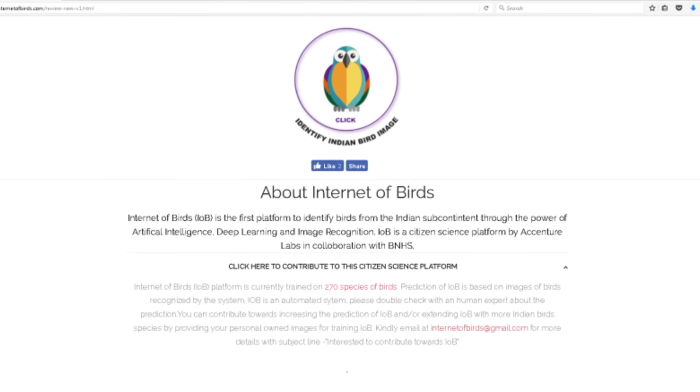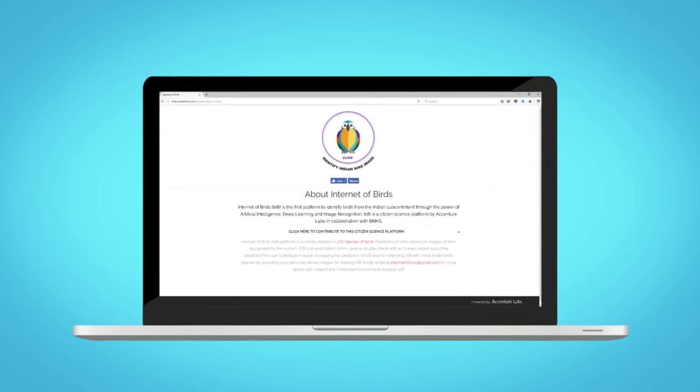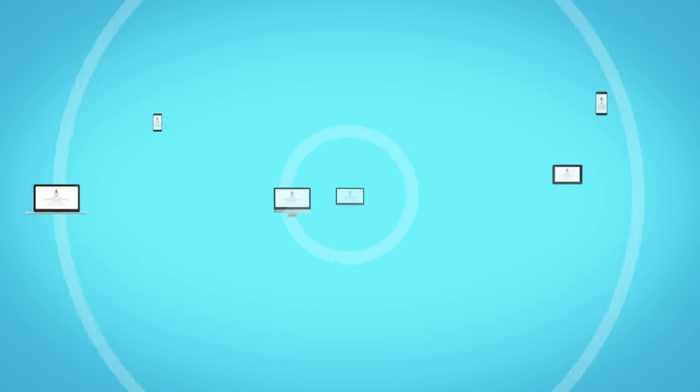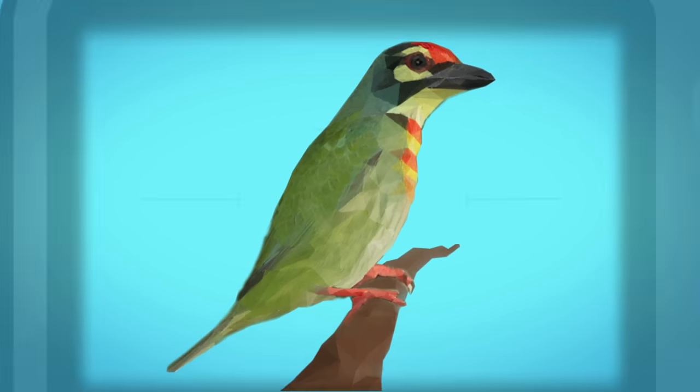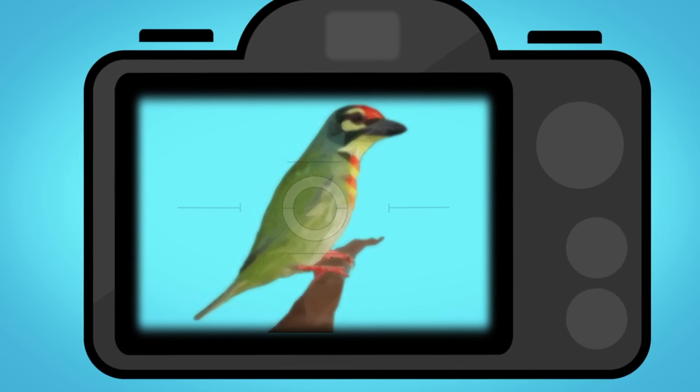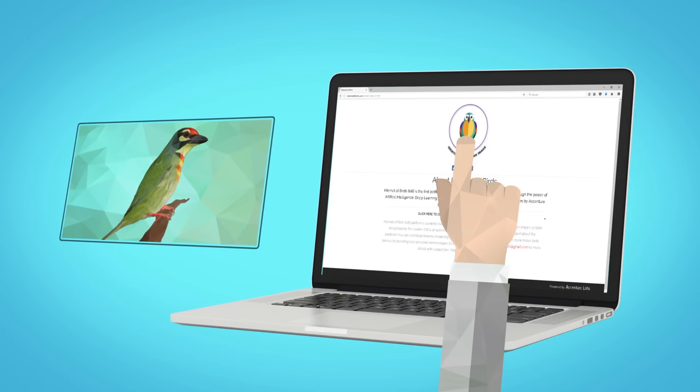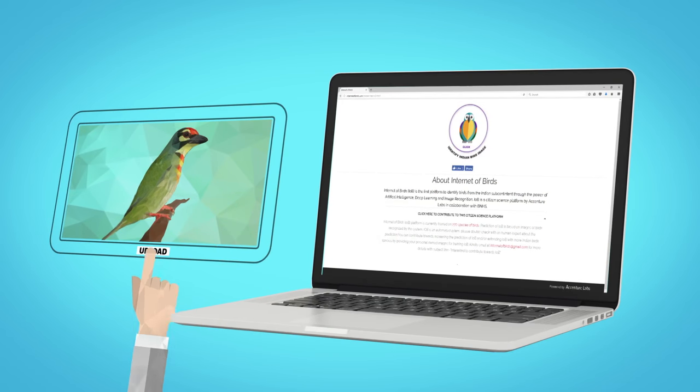The Internet of Birds. Built for bird watchers, Internet of Birds aims to boost bird watching and involve more people in nature conservation activities. To identify a species, birders simply have to upload their photos to the IOB website.